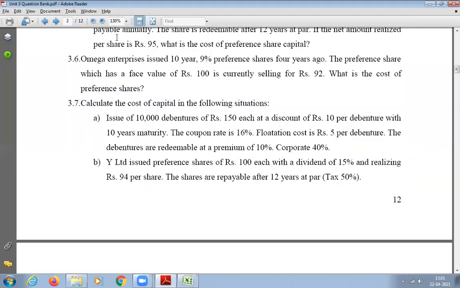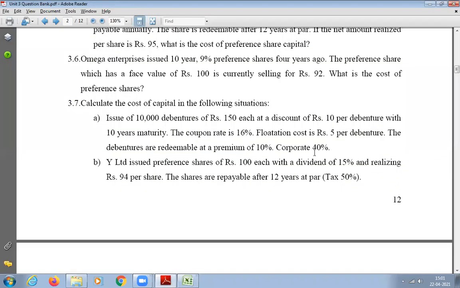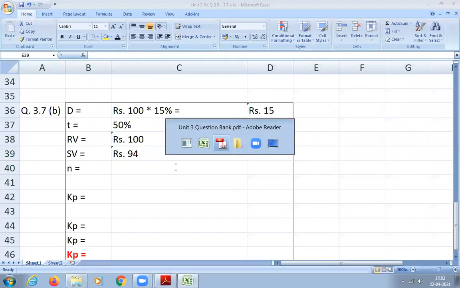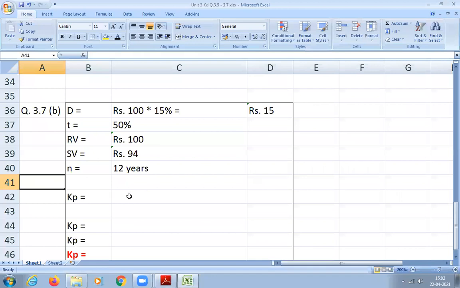And SV? 94. So directly he has told that it has been sold now. It has been realized 94 rupees per share. That means they received 94 rupees per share. That means what? How much is the discount? 6 rupees. So it's understood that he has given 6 rupees discount. And N is how many years here? 12 years. Got it? Yeah, so substitute now.